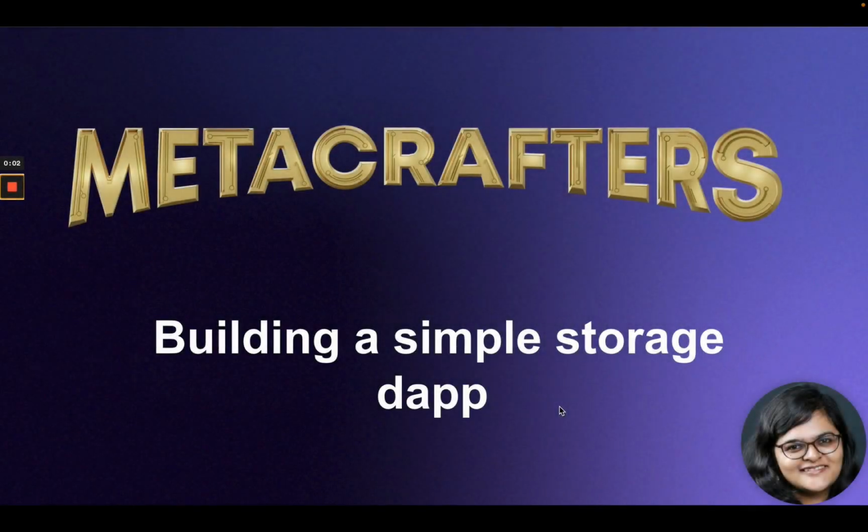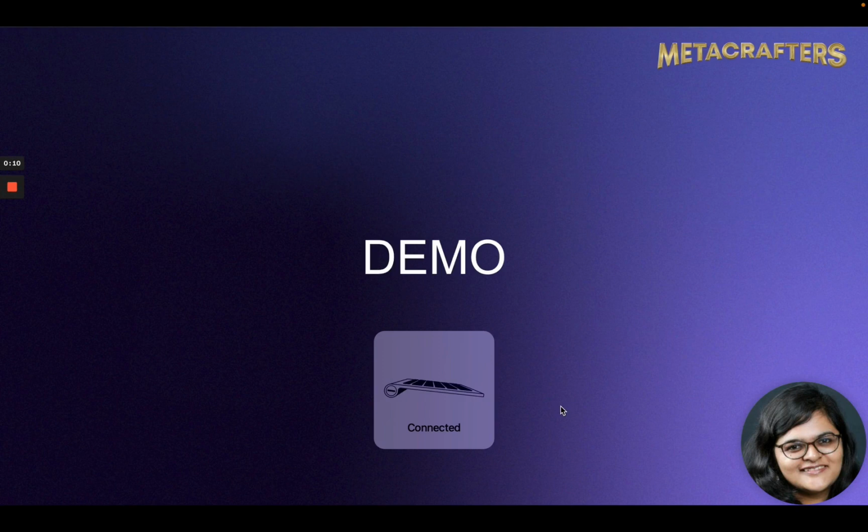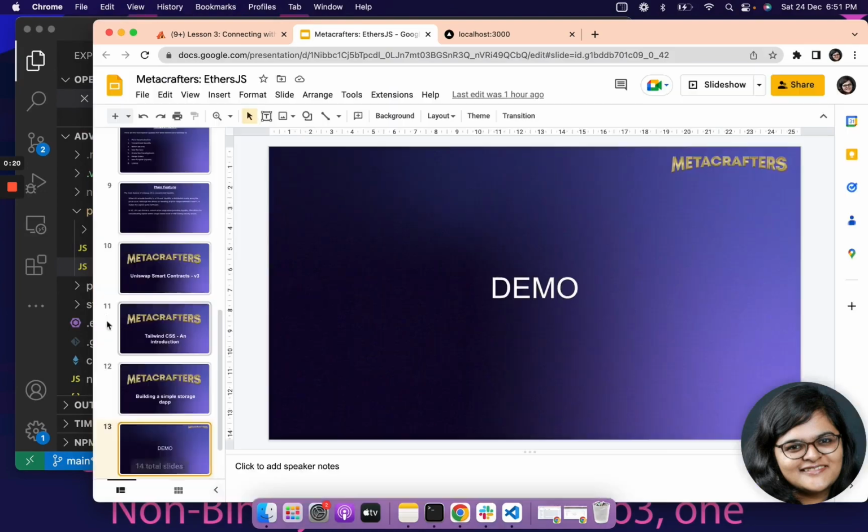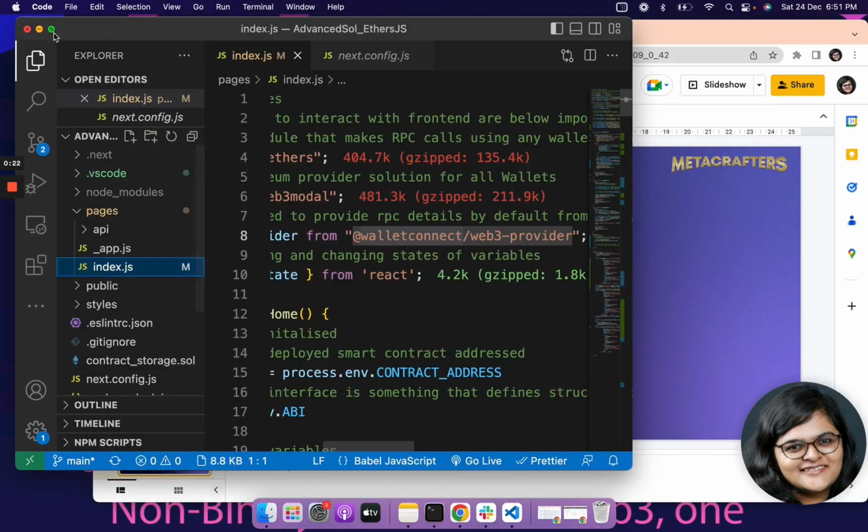In this lesson, we are looking at how to build a simple storage Dapp. So far, we have seen the functionality of how to connect your wallet. Now, in this particular video, we are going to take a look at the rest of the functions, that is being able to read and write a variable from and to the blockchain. So let's get started. I already have my repo.